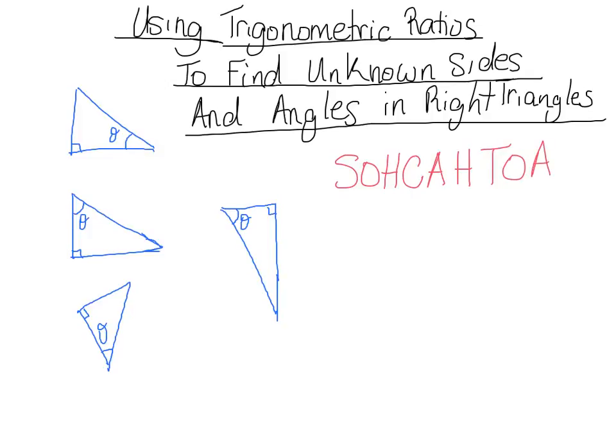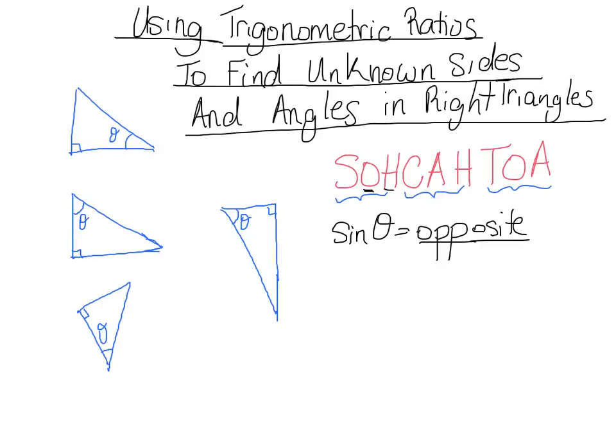All right, what does Sohcahtoa actually mean? It's actually our three trigonometric ratios, and I'll explain how. S is for sine. The sine of an angle is equal to the opposite over, let's actually write the whole word out, opposite over hypotenuse. H for hypotenuse. And that's our first ratio.